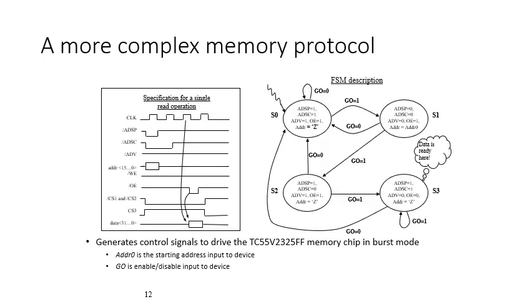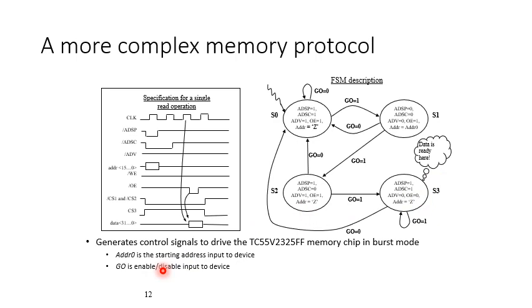So in this slide we will talk about a more complex memory protocol. On the right side you can see that we have a finite state machine description with lots of control bits: ADSP, ADSC, ADV, OE, address C. Then we have these outputs and input go, and go is equal to 1, go is equal to 0, and then we have states S0, S1, S2 and S3. S0 is the start and that is ready here at S3.